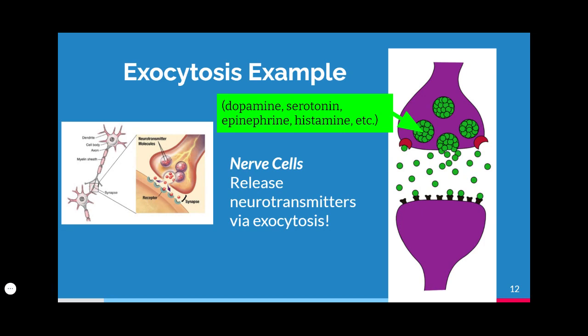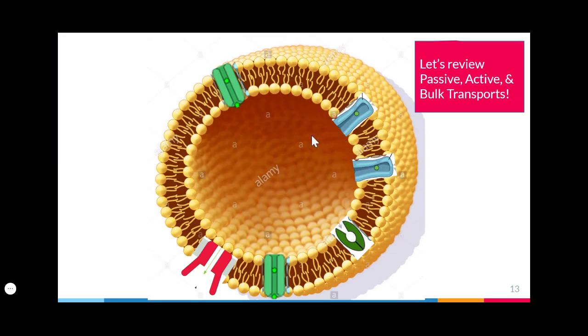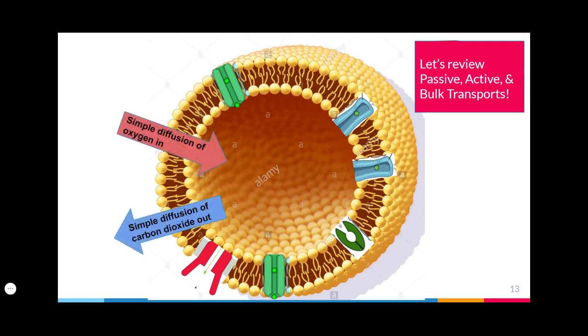All right, so I believe this is a picture that Mr. Burfine showed you yesterday, where we talked about simple diffusion of oxygen moving into the cell, simple diffusion of carbon dioxide moving out. Facilitated diffusion. It needs some help. So bigger molecules or molecules that are polar moving through a non-polar membrane need facilitated or some kind of protein to allow it to get through. That was a facilitated type of passive transport.